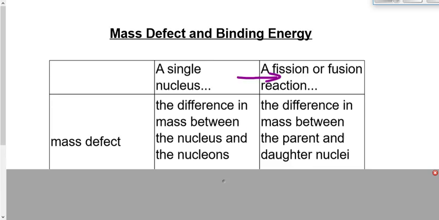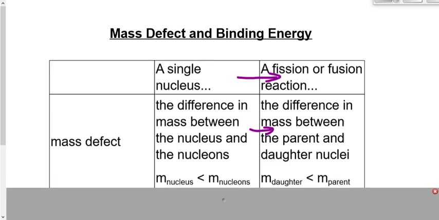Which leads to, in a fission or fusion reaction, the difference in mass between the products and the reactants, or the daughter and the parent nuclei. We lose a little bit of mass in the reaction. The products weigh less than the reactants because of the way that we define mass defect in the context of a single nucleus. So, to summarize, in the context of a nucleus, the mass of the nucleus is less than what makes up the nucleus. In the context of a reaction, the mass of the daughter, or we could say the product, is less than the mass of the parent or the mass of the reactant.